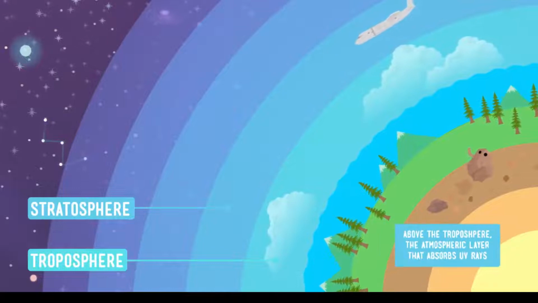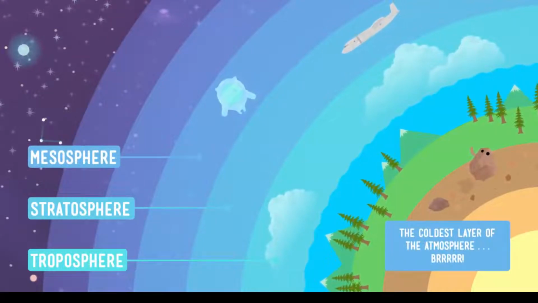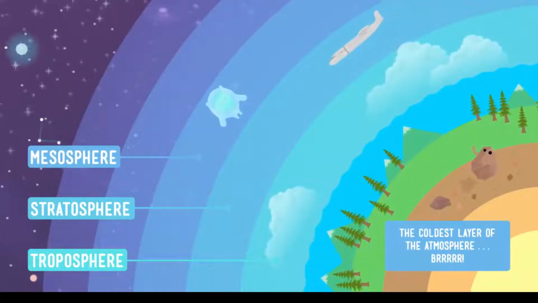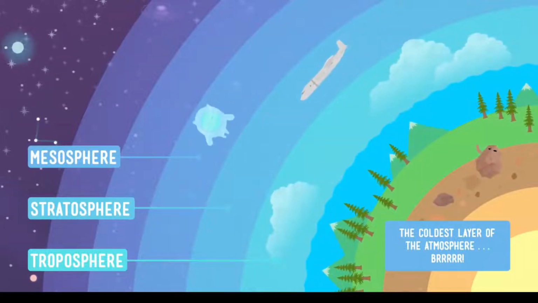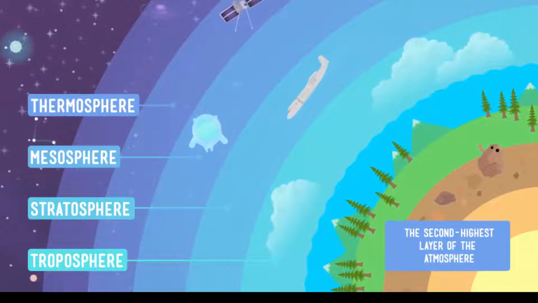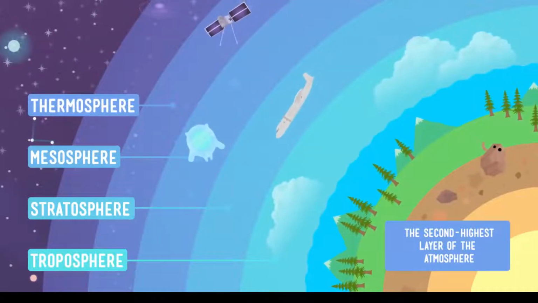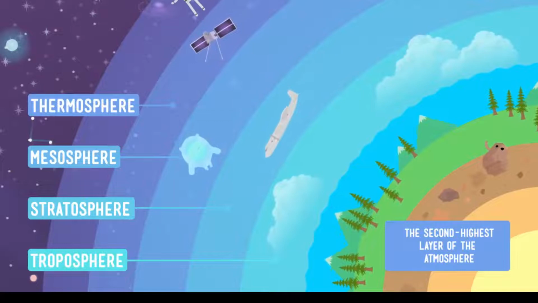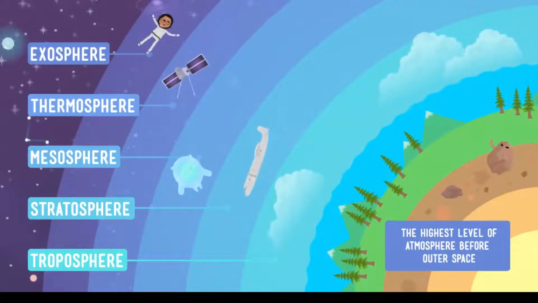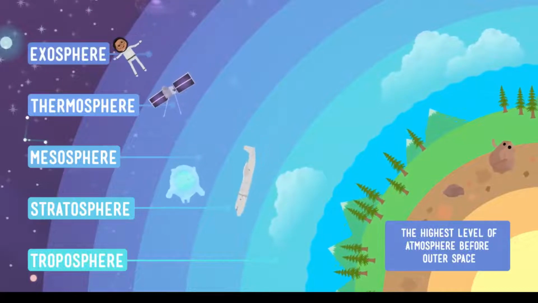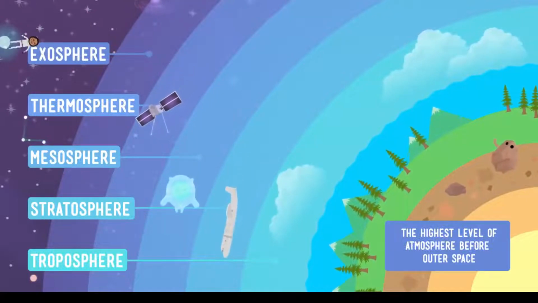rays from the sun. The mesosphere is the coldest layer of the atmosphere and sits on top of the stratosphere. There's almost no breathable air up there, and even less in the thermosphere above it, where you might bump into some satellites flying around the planet. The last layer of the atmosphere is the exosphere. That's the highest you can go and still be on Earth. Once you leave the exosphere, you're officially in space, baby.